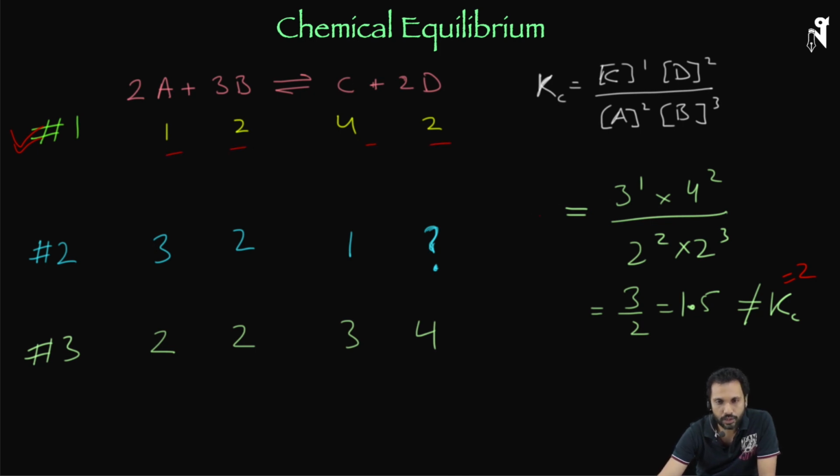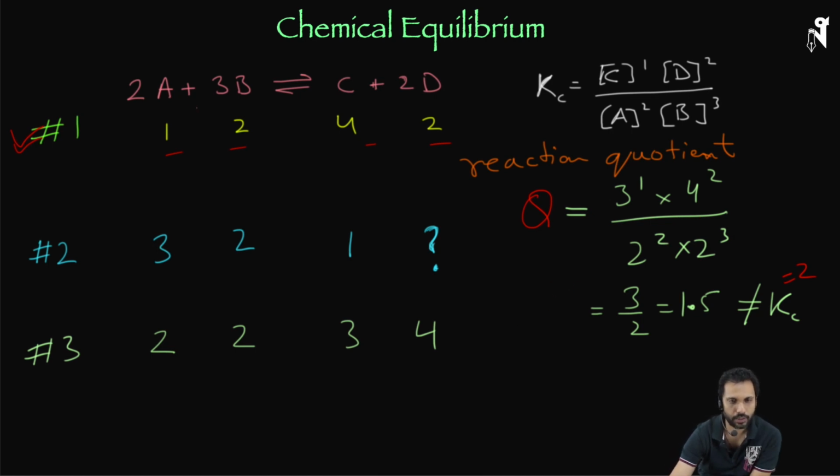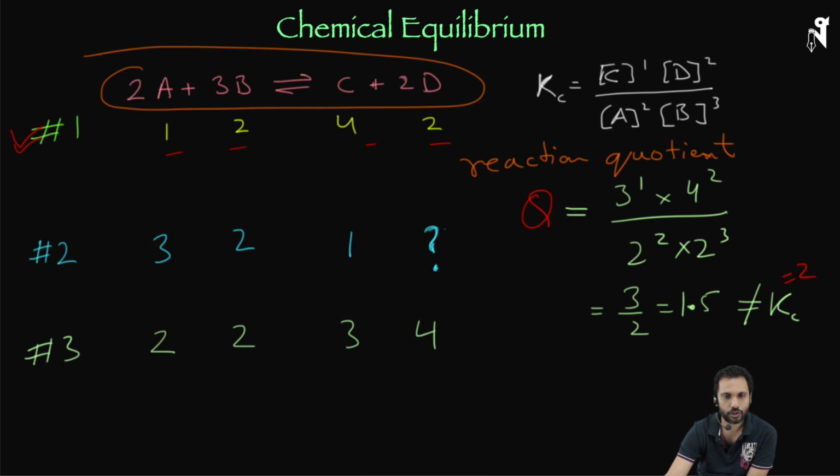So this is called Q, which is the reaction quotient. If the reaction is not at equilibrium, it is going towards one side more than the other, it has not reached equilibrium. That time the same calculation, the product of the products divided by the product of the reactants, is called the reaction quotient. Now let us see whether it's going to go forward or back.